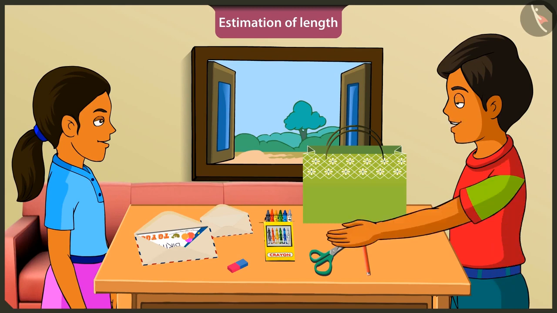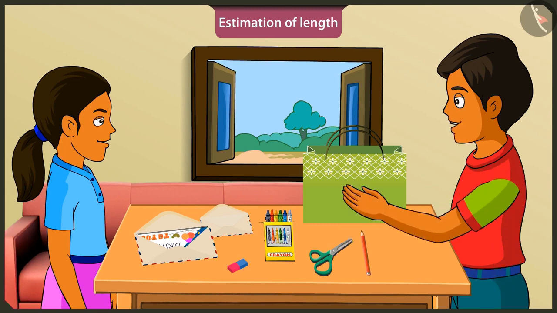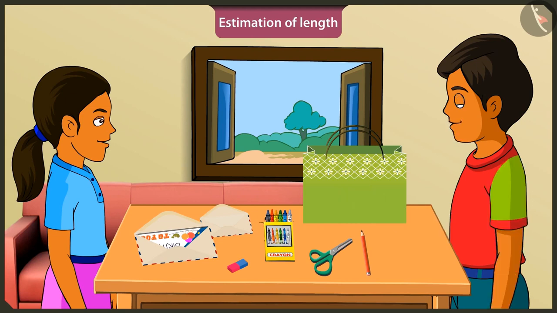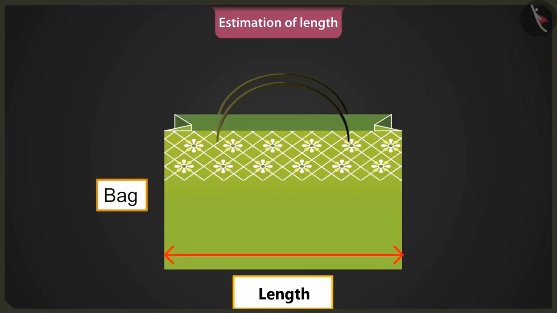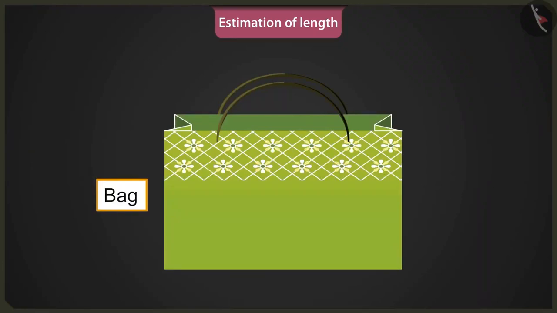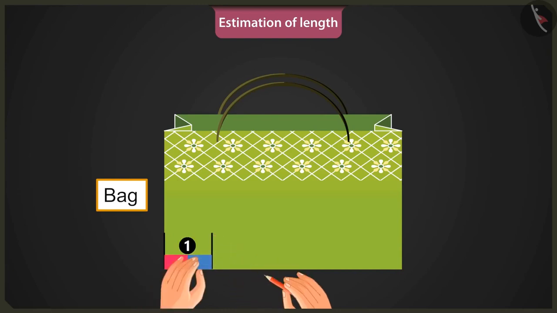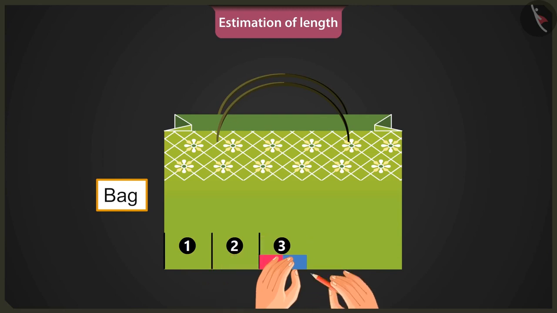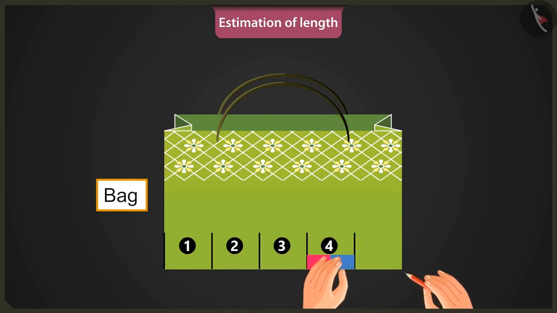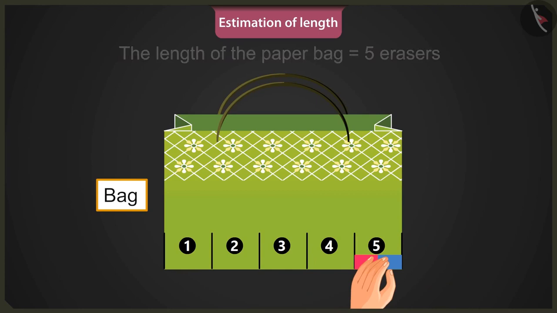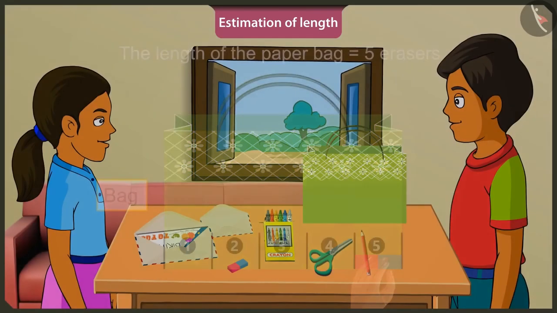Now, considering this rubber a unit of measuring the length, determine the length of this paper bag, okay? To measure the bag's length, place the rubber at one end of the bag. So it will be 1, 2, 3, 4, and 5. The length of this paper bag is 5 erasers.